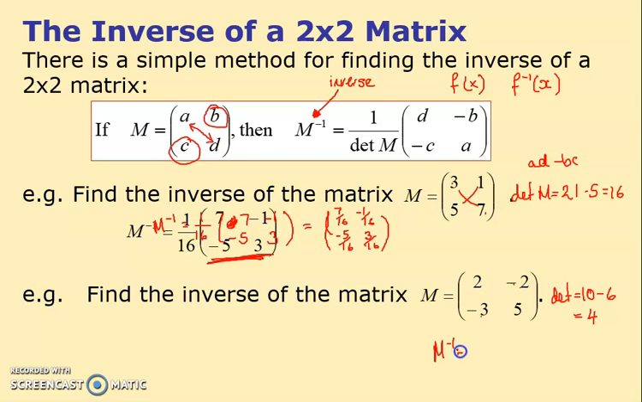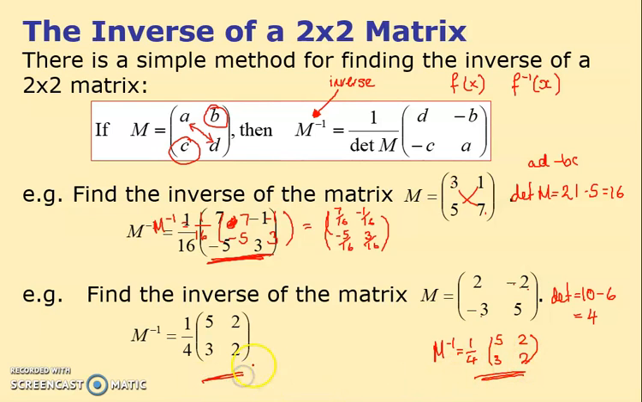M inverse is 1/4. Notice you always just take the number and put 1 over it. Flip these two numbers, 5 and 2. Make these positive. Well, make them negative, but they're already negative, so they become positive. That's what I meant to say. And I think that's the answer. You could write that as 5 over 4, and 3 over 4, and 2 over 4, and 2 over 4, whatever. But notice you don't need to. Just write it as a number times by the matrix.